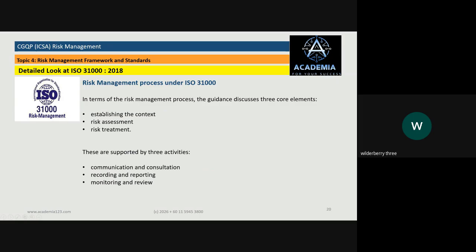You see, that's a bit repetitive because we already heard, of course, we have to establish the context in which we are doing the risk management, how we do the assessment, how we treat the risk. And of course, they are supported by 3 activities: communication and consultation, recording and reporting, monitoring and review. So if you just memorize this, you should already be on the safe side because you have the core elements and you have also the 3 main activities which support the core elements.